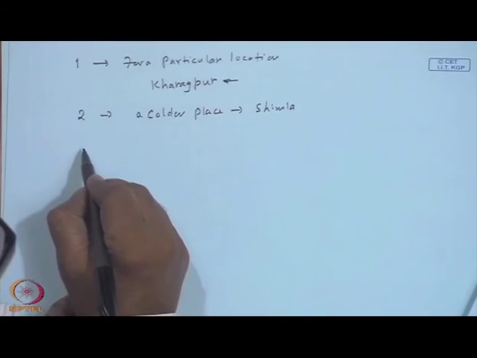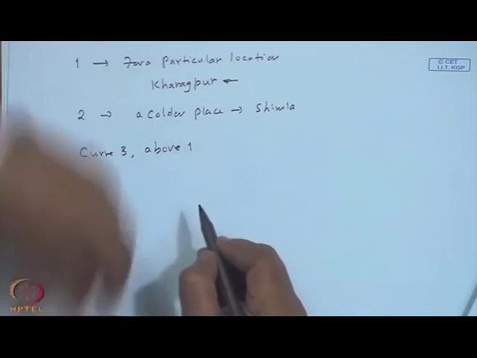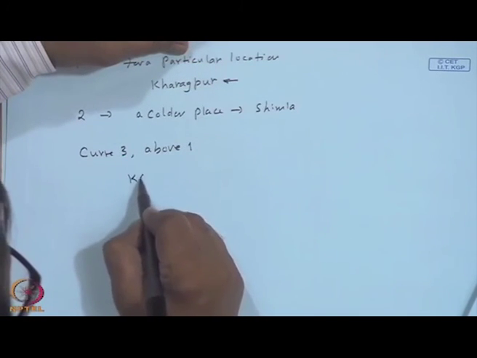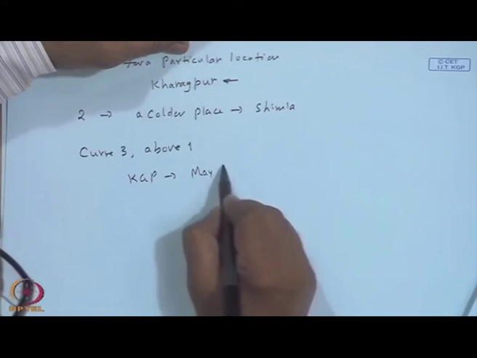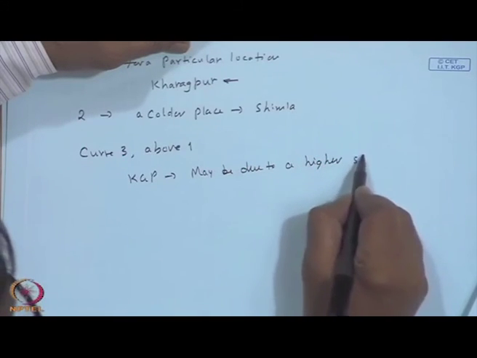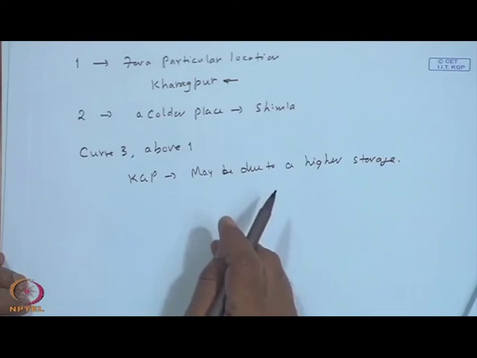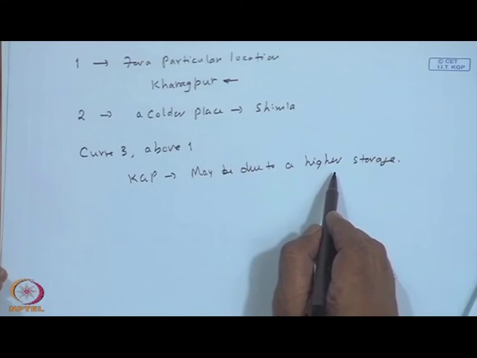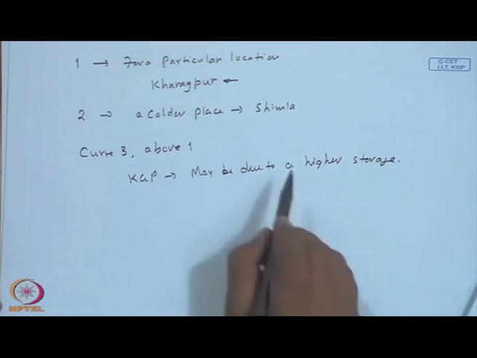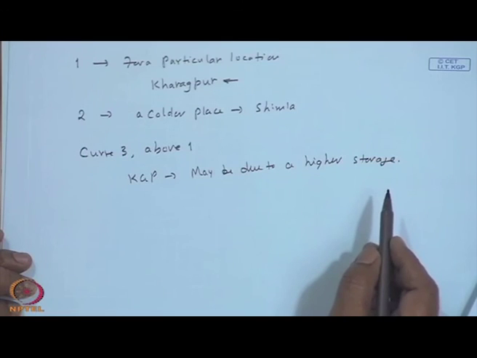So, curve 3 is above 1, even at the same place like say KGP, Kharagpur, maybe due to higher storage. Okay, which means that dumping does not occur or dumping will be lesser. So, in a month like June, if there is extra energy delivered, there is a large enough storage for that energy to be stored and utilized on a lean day when it rains, or in a subsequent month like October, November, December.